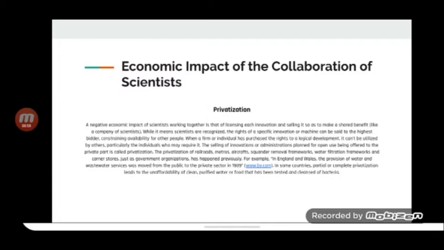The selling of innovations or administrations planned for public use to the private sector is called privatization. Privatization of railroads, metros, aircraft, waste disposal systems, water filtration systems, and corner stores, as well as government organizations, has happened before. For example, in England and Wales, the provision of water and wastewater services was moved from the public to the private sector in 1989. In some countries, partial or complete privatization leads to the unaffordability of clean purified water or food that has been tested and cleansed of bacteria.